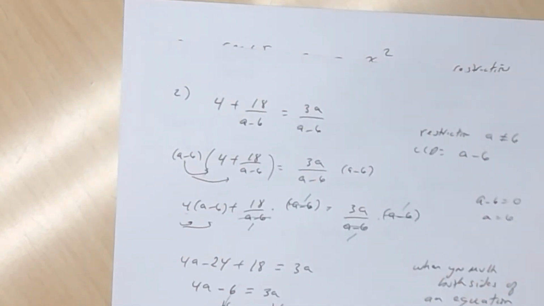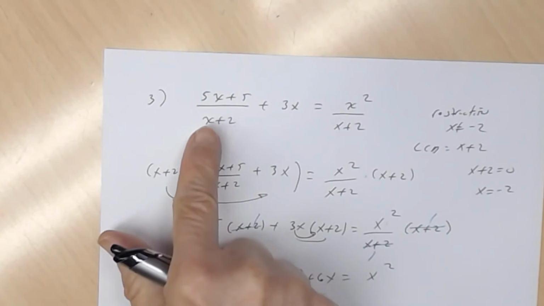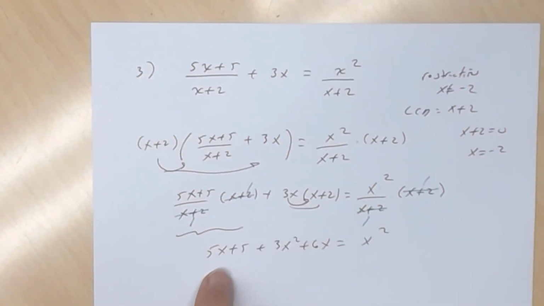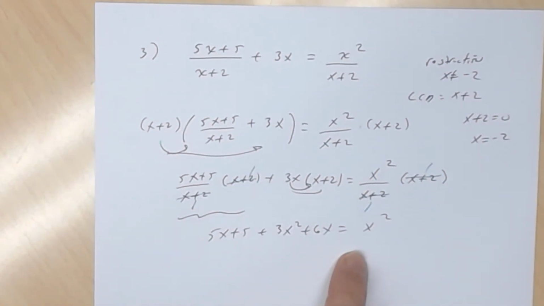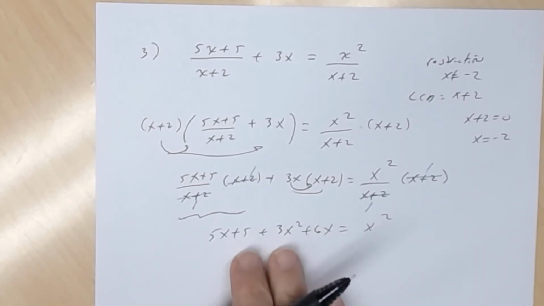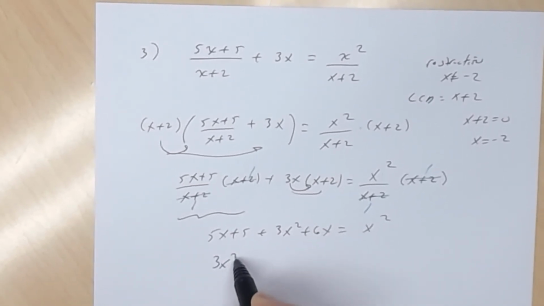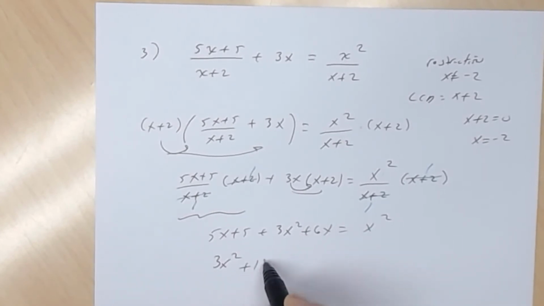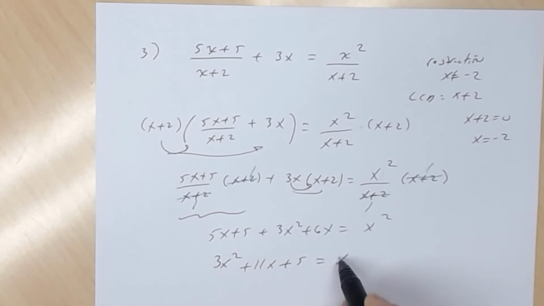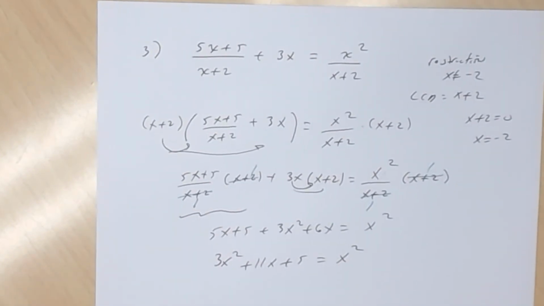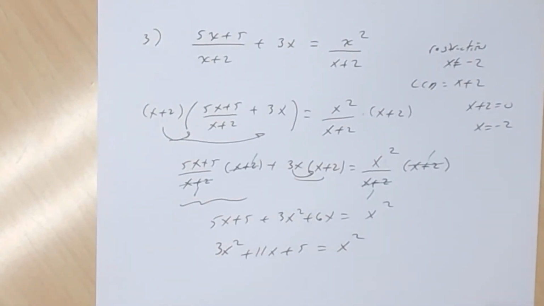Linear. Here, I went from a rational equation to what kind of equation? Quadratic. All right, so let's combine like terms and put in descending order over here. So I get 3x squared plus 11x, 5x and 6x, 11x plus 5 equal x squared. Okay? All right, next step.